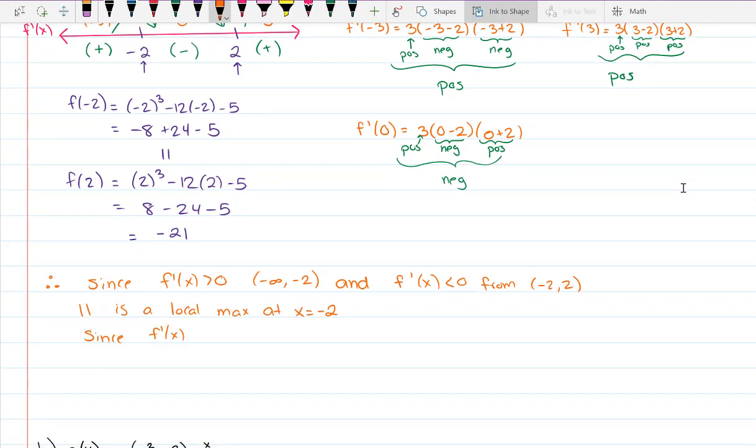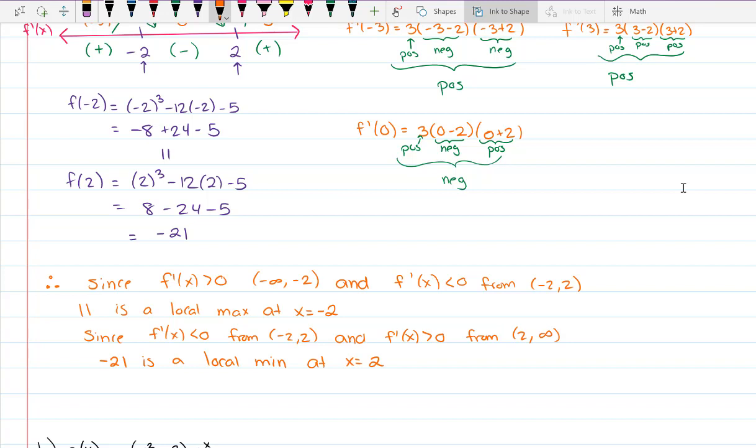Since f prime of x is less than 0 from negative 2 to 2, and f prime of x is greater than 0 from 2 to infinity, then negative 21 is a local min at x equals 2. Now, a word of warning: just because 11 is larger than negative 21 does not mean that's the reason why 11 is the max. It's because of the derivatives.